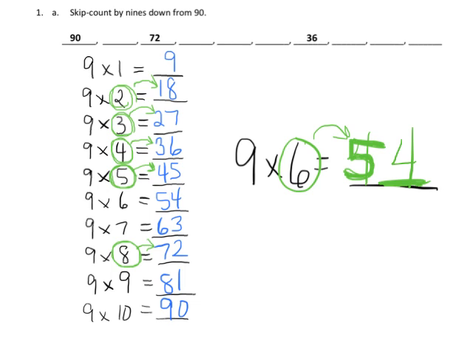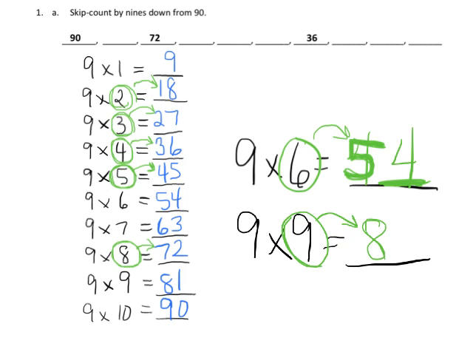Let's take a look at 9 times 9. All right. So we're going to start with 1 less than 9 is 8. And then 8 plus what equals 9? 8 plus 1 equals 9. So that tells us 9 times 9 is 81. And that's a really kind of cool trick.